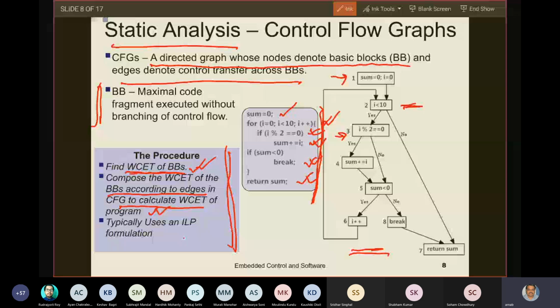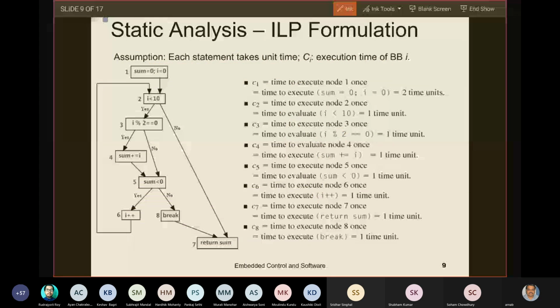I am in slide number 9, by the way. Have you gone to slide number 9? Not yet, sir. No, sir. Just a minute. You should go, then we will start. Now I think you have gone, right? Yes, sir. Just now.